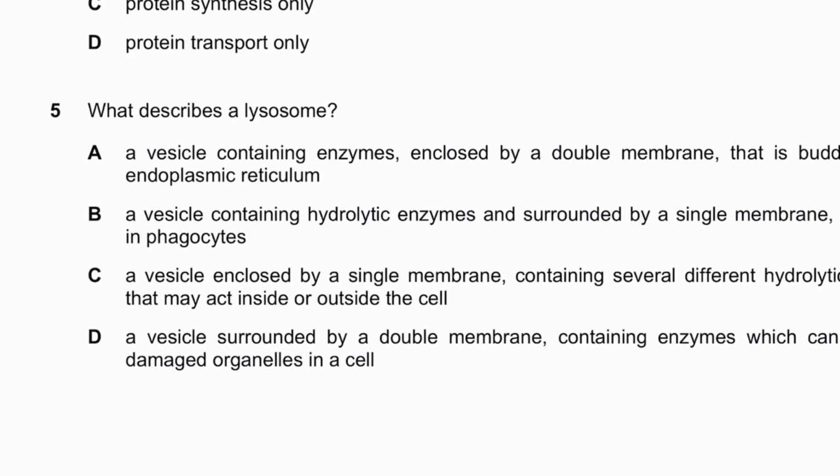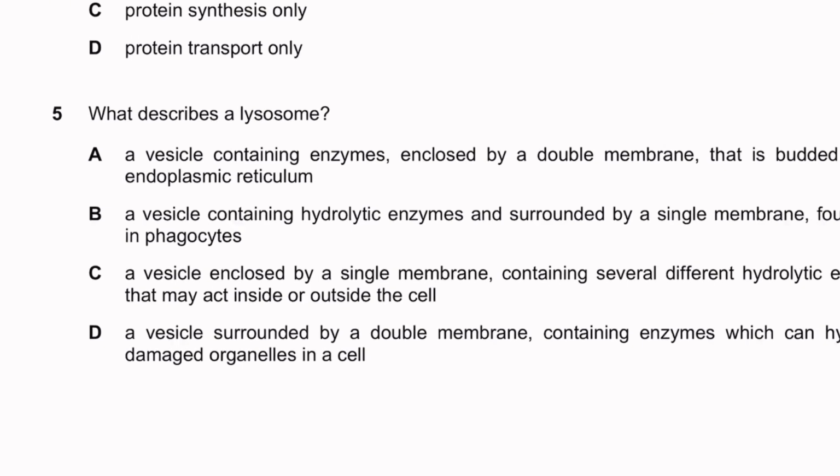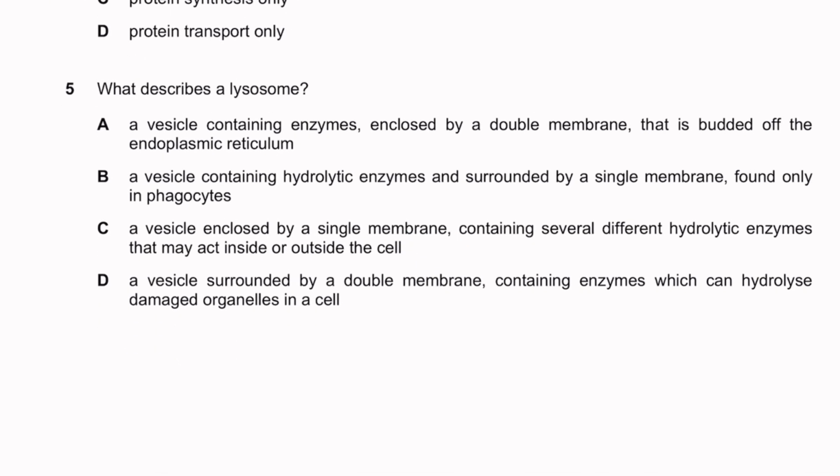Now, what describes a lysosome? A vesicle containing enzymes enclosed by a double membrane? Totally not. Okay, lysosomes are single membraned. A vesicle containing hydrolytic enzymes and surrounded by a single membrane, found only in phagocytes. It's not just in phagocytes, it's found in basically any cell that needs to synthesize and secrete enzymes, like maybe the cells lining the stomach walls because they secrete pepsin, or the intestines because whatever secretes enzymes. So not just in the phagocyte.